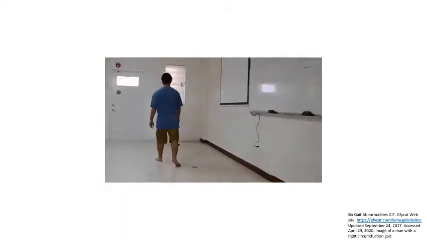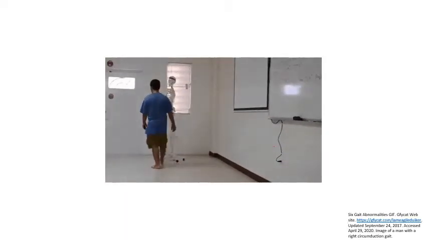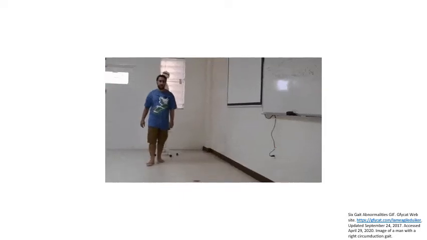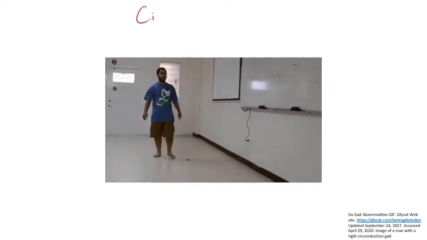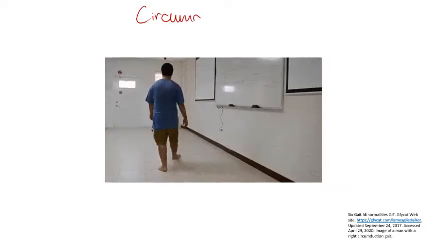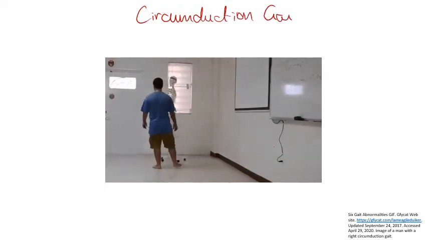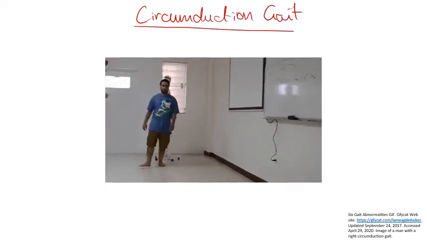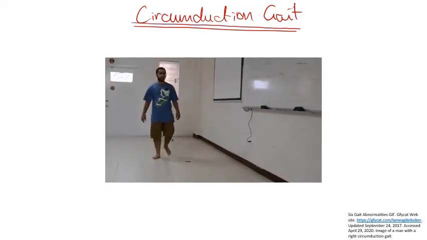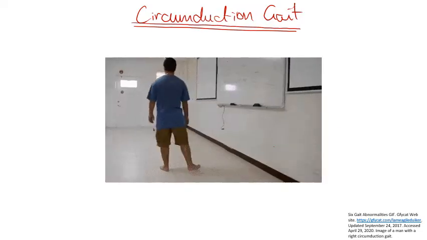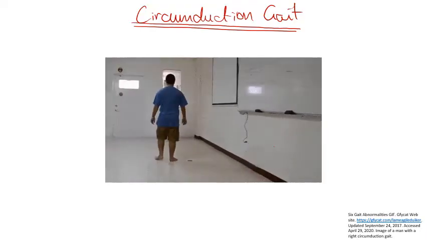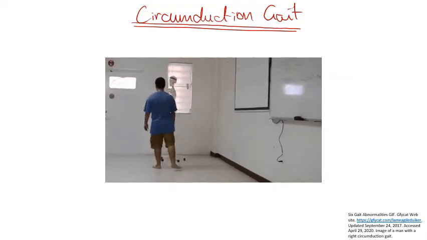Now, the next type of gait that I want to talk about is called a circumduction gait. And that's seen in this GIF here. And the reason why this gait is called a circumduction gait is that essentially there is a circular movement of one of the legs of the person that's been affected.